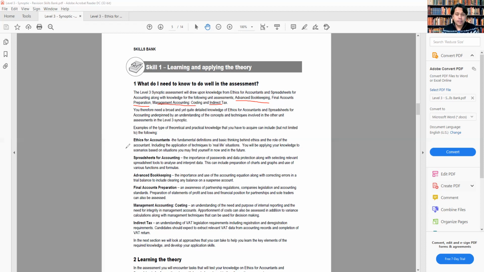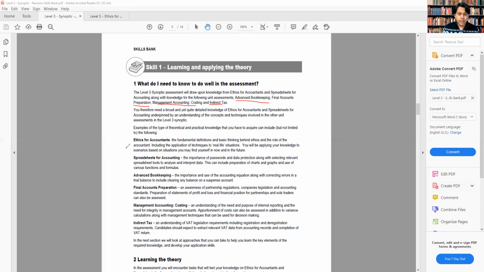But the approach you take will be very important, the way you write, especially when the question is a writing question. The exam will be split into 2 parts. The first part will be from ethics, and the next part will be on the spreadsheet. That will be from the 4 courses we have done: management accounting, final account preparation, advanced bookkeeping, and indirect tax.